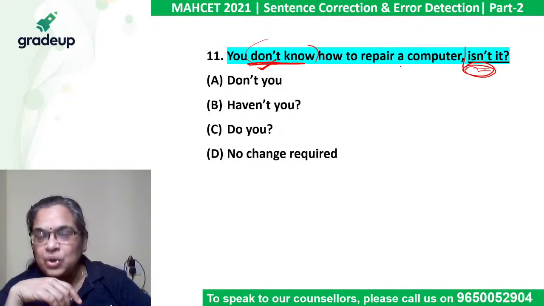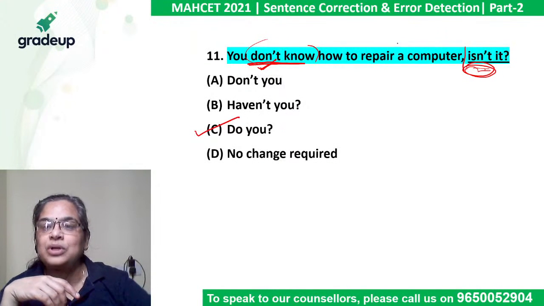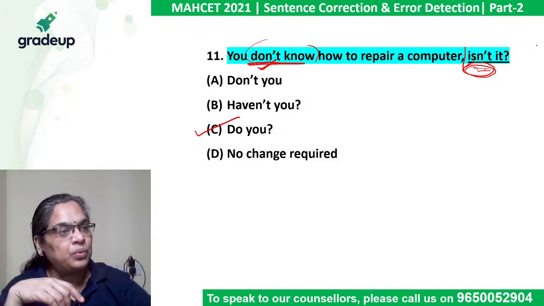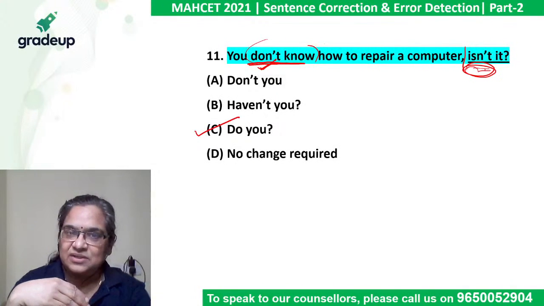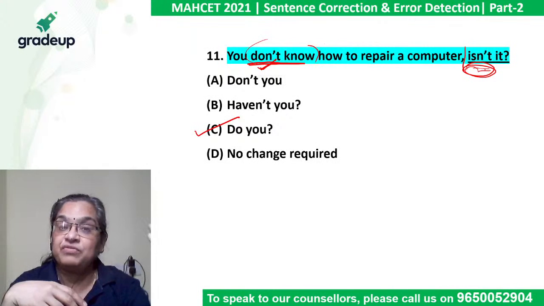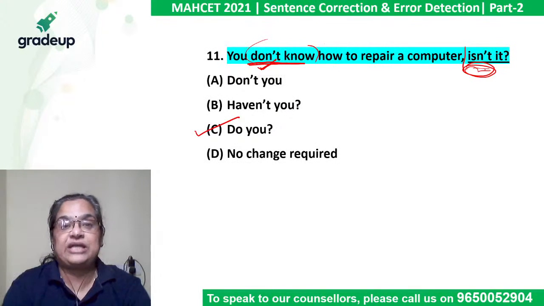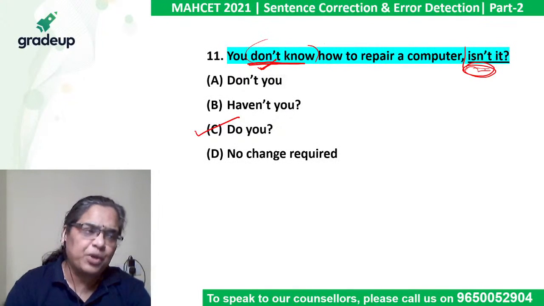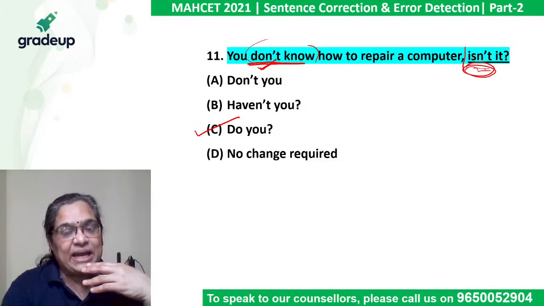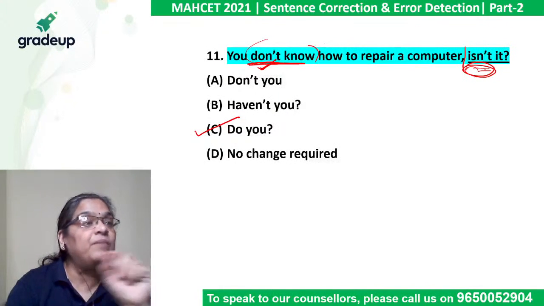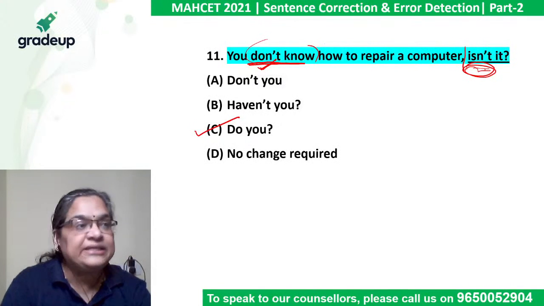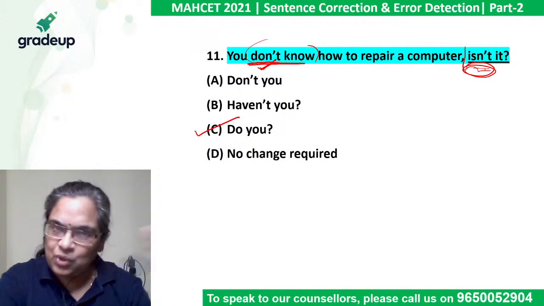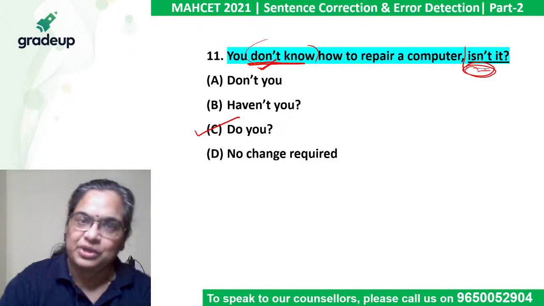Alright, so you don't know how to repair a computer, do you? You know how to repair a computer, don't you? Understood? The question tag should be opposite to the verb form. If the verb form is negative, the question tag is positive. If the verb form is positive, the question tag will be negative. And the same verb should be used. It is a hot day today, isn't it? Okay, that's the only rule in verb forms that you should remember.